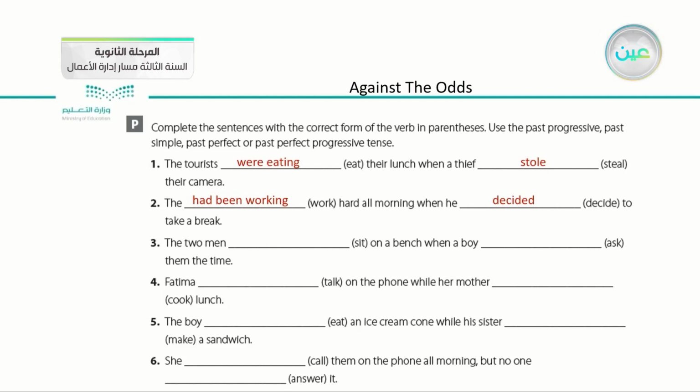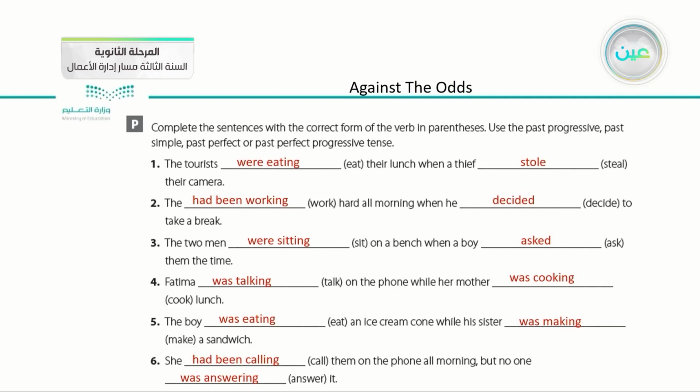Number 3, the 2 men were sitting on a bench when a boy asked them the time. Number 4, Fatima was talking on the phone while her mother was cooking lunch. Number 5, the boy was eating an ice cream cone while his sister was making a sandwich. Number 6, she had been calling them on the phone all morning, but no one was answering it, or no one answered it. They are both correct.